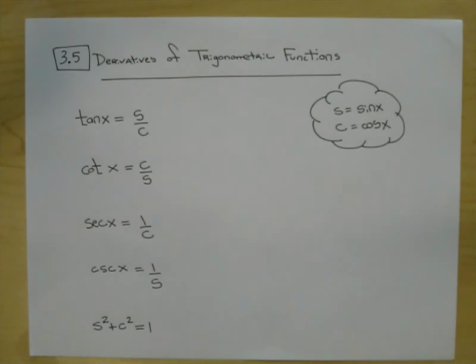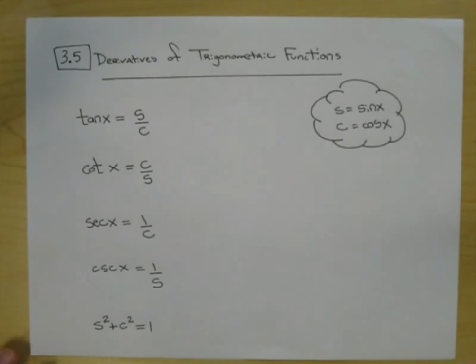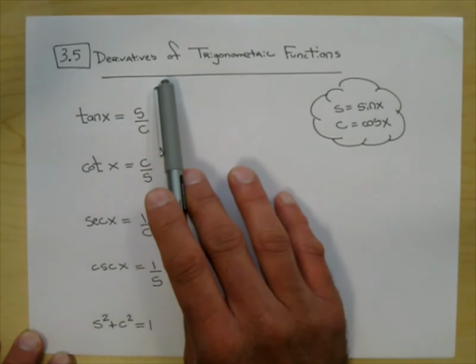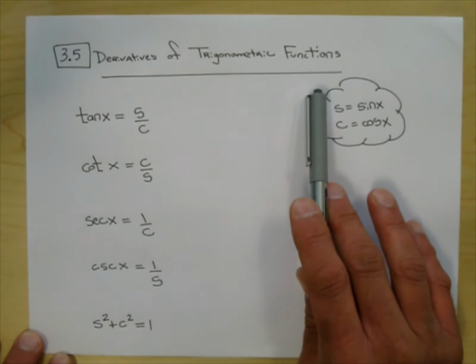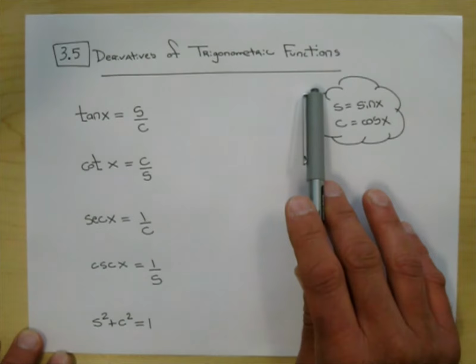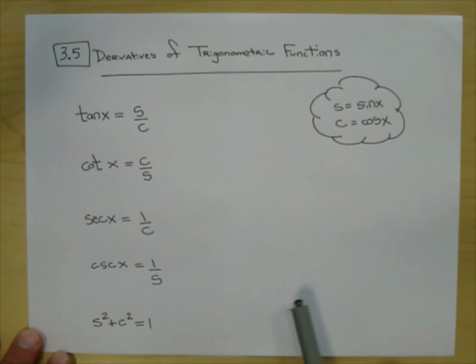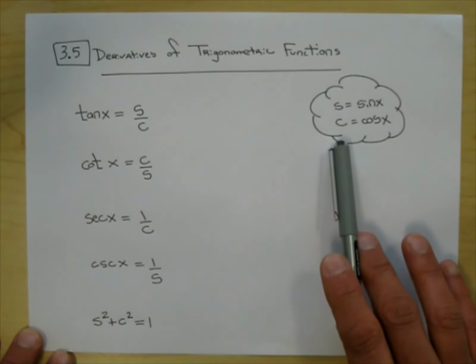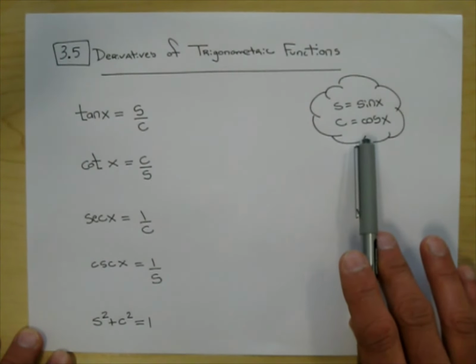Math 265A, Cuesta College. I'm Joe Vasta, and today we are going to cover 3.5 Derivatives of Trigonometric Functions. Just for the sake of this page, I'm going to let S equal sine x and C equal cosine x.